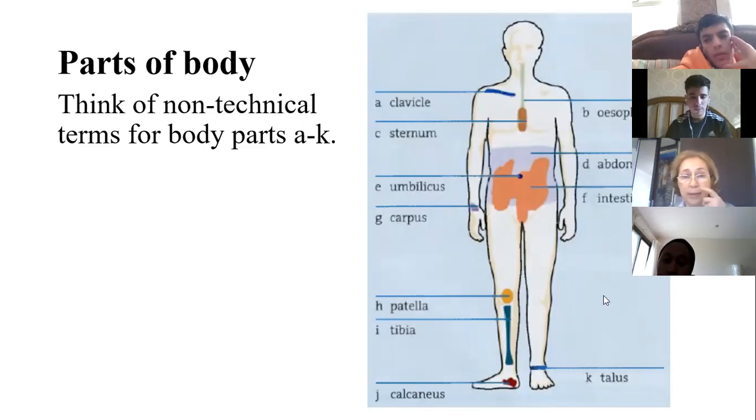write the common word for each of the medical terms presented on this diagram, please. So do it in writing. So 2 minutes for you to do this stuff, please.